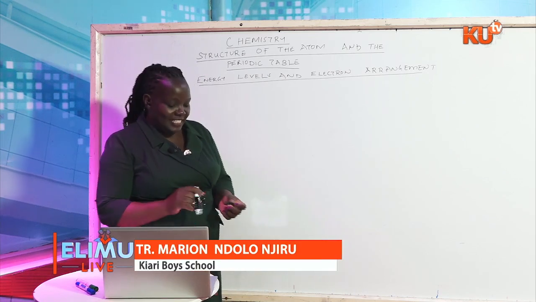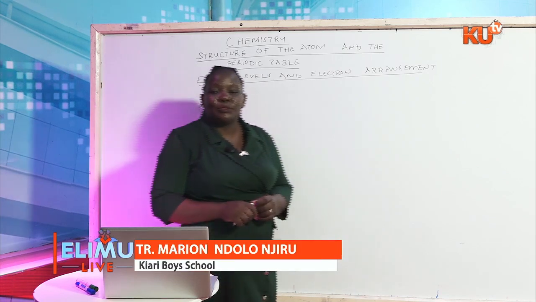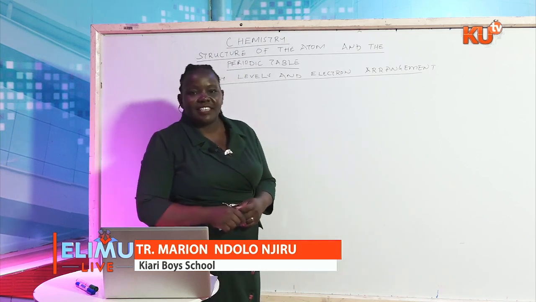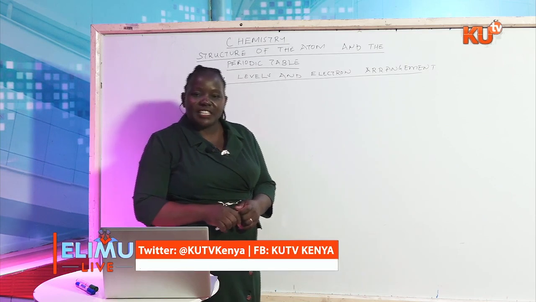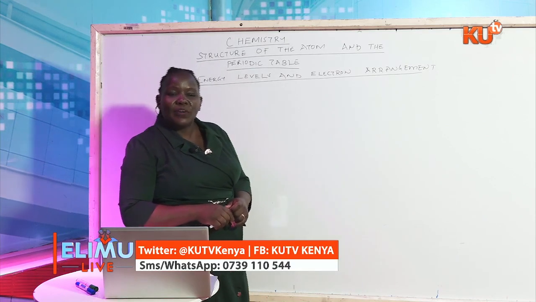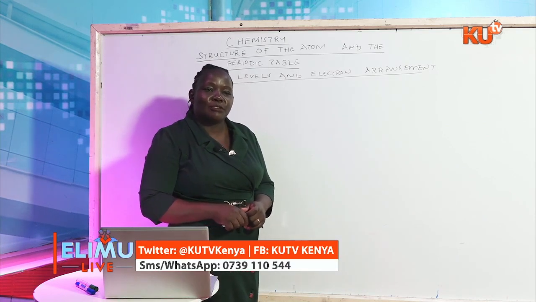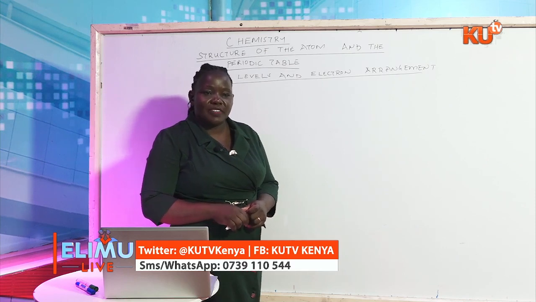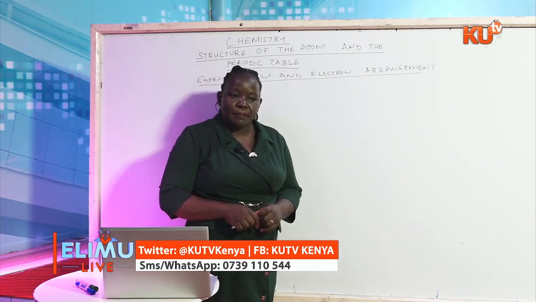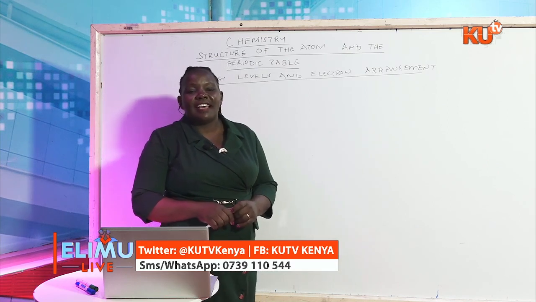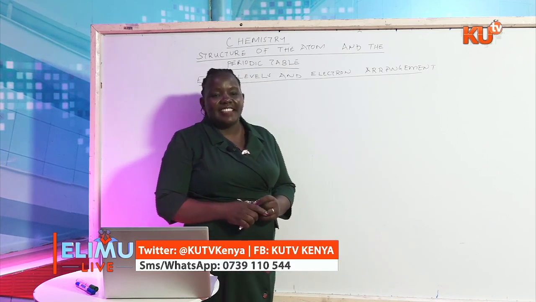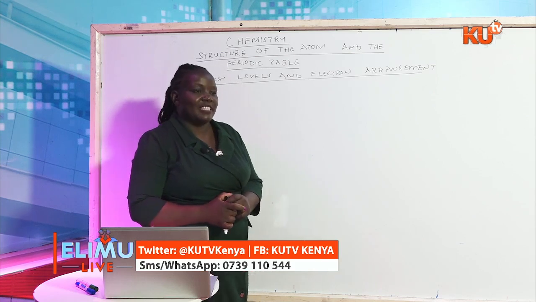I want us to start by looking at what we looked at in our previous lesson. So in our previous lesson, we looked at the structure of an atom. What are the subatomic particles of an atom, learners? Correct. We have the protons, the neutrons, and then we have the electrons.